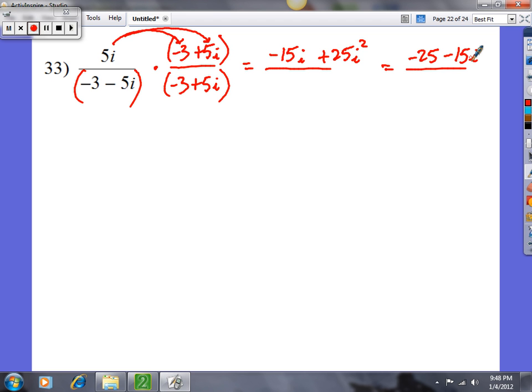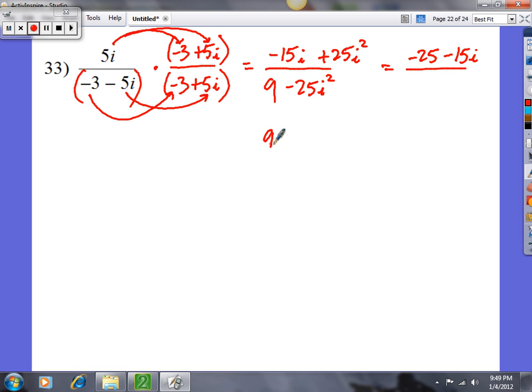Okay, that's my top. Now my bottom, since I know that the middle terms are going to cancel out, I'm just going to multiply first times first, negative 3 times negative 3, and that is a positive 9. And I'm going to skip all the next, and I'm going to go last times last. A negative 5i times 5i is a negative 25i squared. And then i squared is equal to a negative 1. So a negative 25 times a negative 1 is equal to a positive 25.